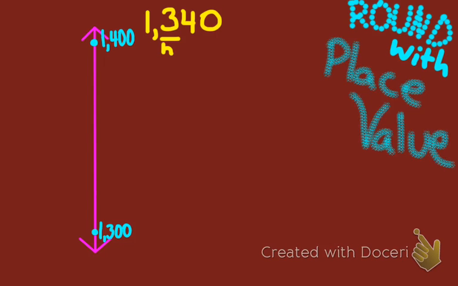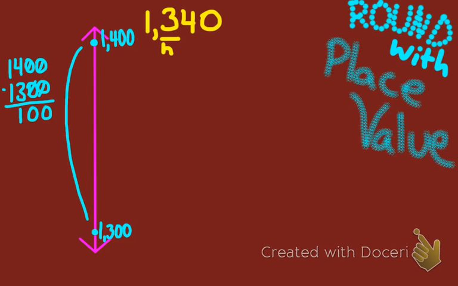Now that we have our starting and ending round points on our number line, let's find the midpoint, because the midpoint really helps us decide whether we're going to round to 1,300 or 1,400. To do that, you take your endpoint, or your highest point on your number line, in this case 1,400, and you subtract your lowest point, which is 1,300. That equals 100. So we have 100 in between those two numbers.